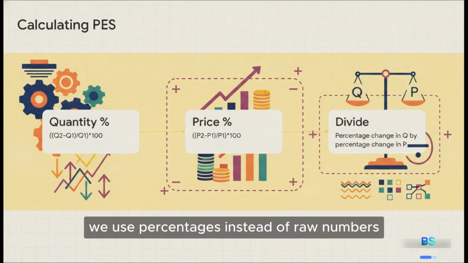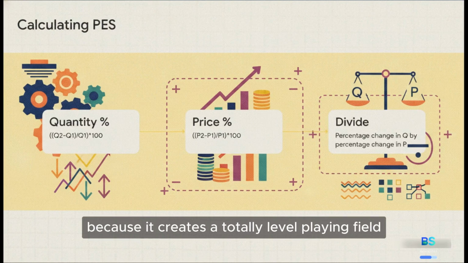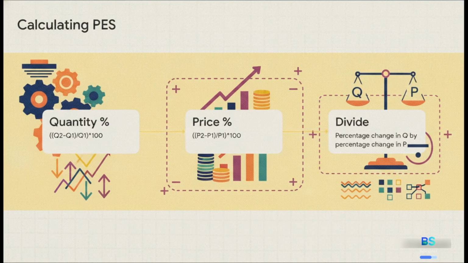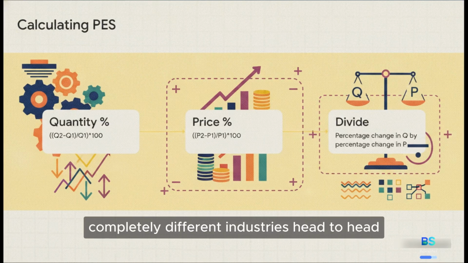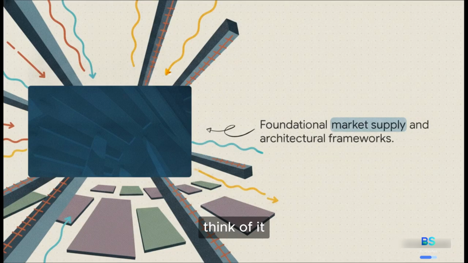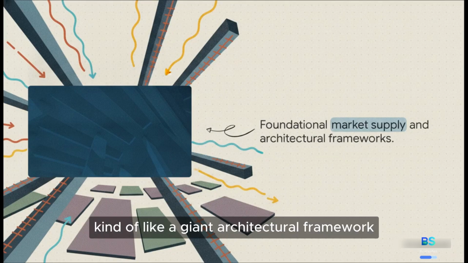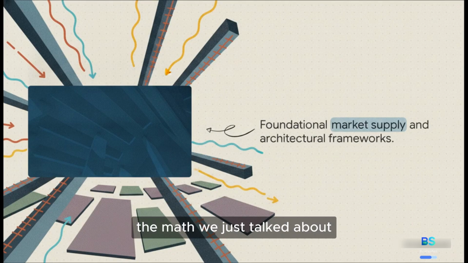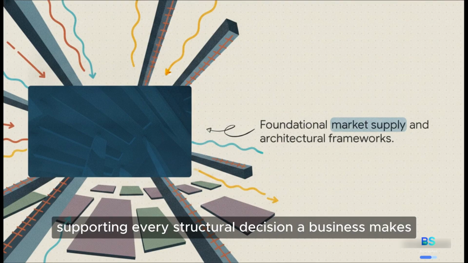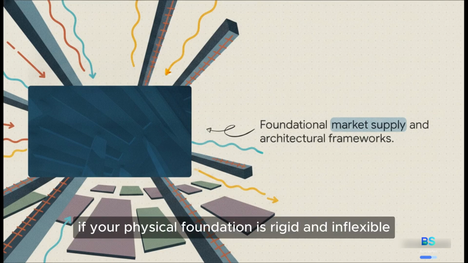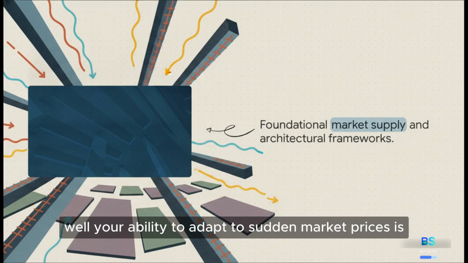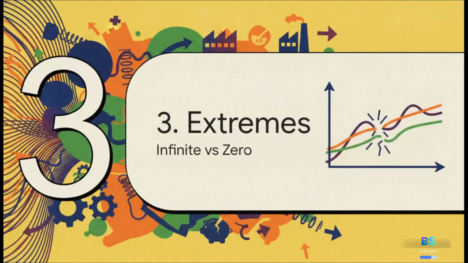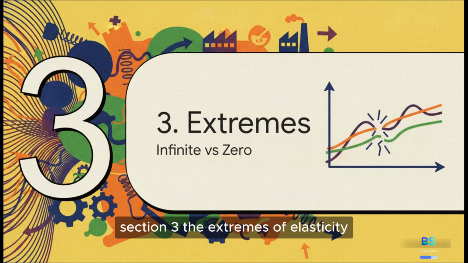And by the way, we use percentages instead of raw numbers because it creates a totally level playing field. It lets us compare massive, completely different industries head to head. Think of it kind of like a giant architectural framework. The math we just talked about, it literally acts as the foundation supporting every structural decision a business makes. If your physical foundation is rigid and inflexible, well, your ability to adapt to sudden market prices is going to be totally rigid too.